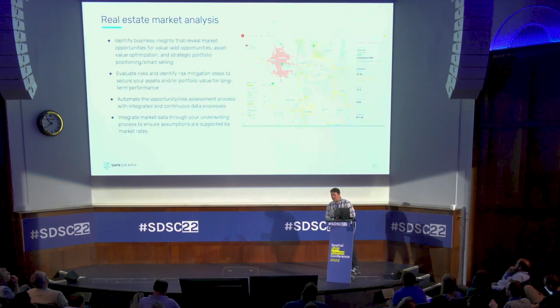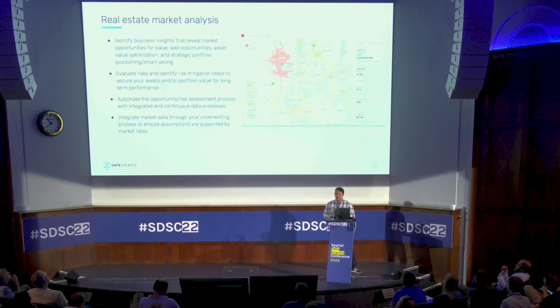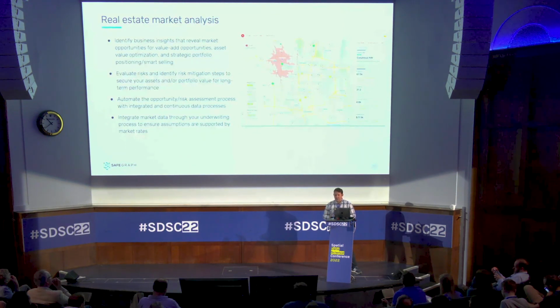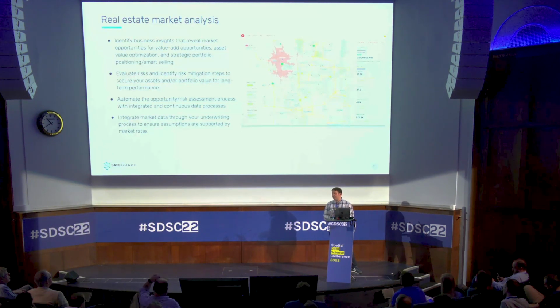On the real estate side, I can go on and on about the real estate side, but things like asset value optimization, strategic portfolio positioning, these are all great use cases that do require more than just points and locations. They do require an understanding of the types of consumer activity that happens at these types of locations, in order to make sure that they're driving the right investment decisions, that they're doing the right underwriting, and that they're doing the right assessment process.